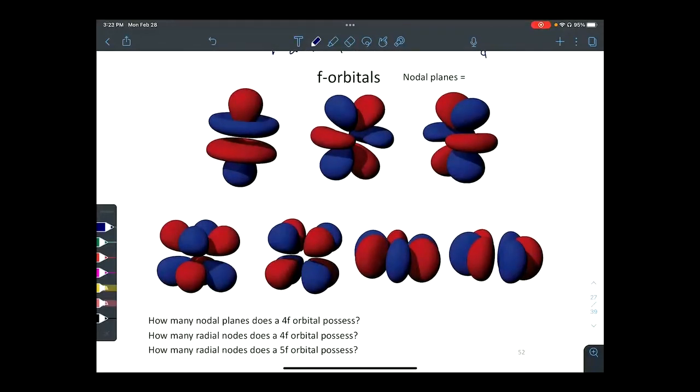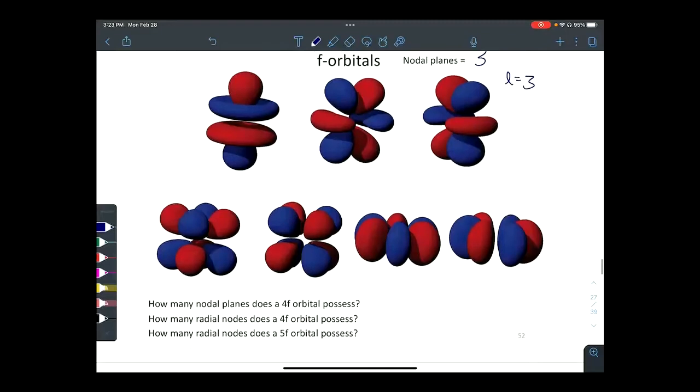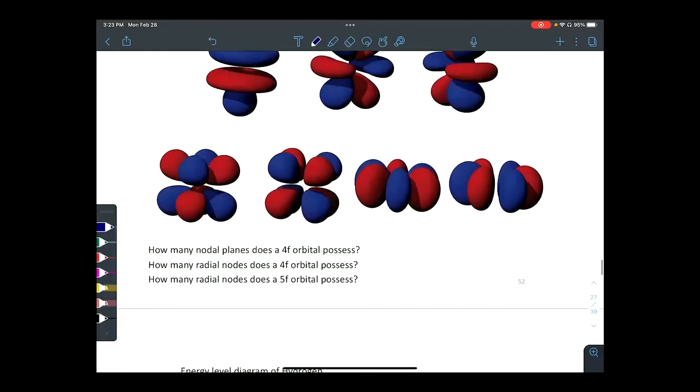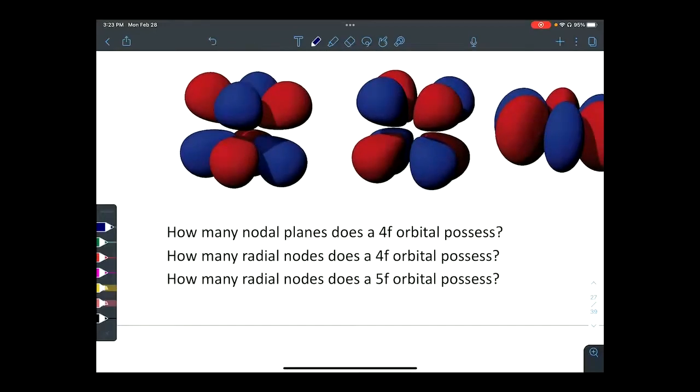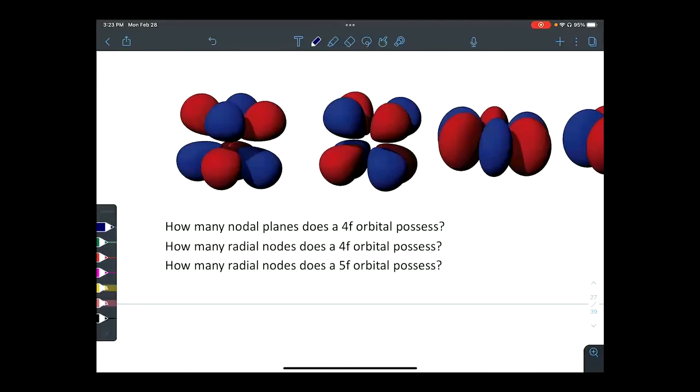All right, and then lastly, f orbitals. How many nodal planes or angular nodes on an f orbital? 3, because L equals 3. All right, and those are all of our shapes. So we see a lot more lobes within here. We're not going to go into the details of how to identify their orientation. That's not necessary. But we can explore angular and radial nodes. So how many nodal planes or angular nodes does a 4f orbital possess? 3, yes, because L equals 3.